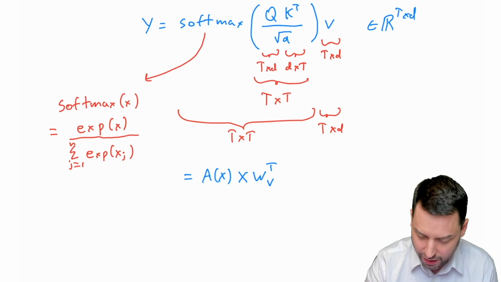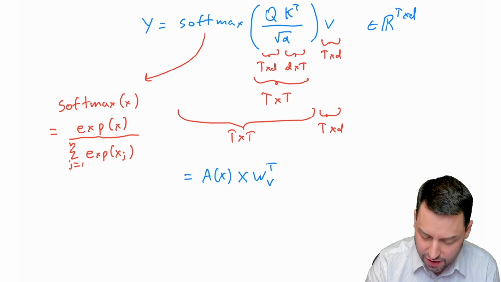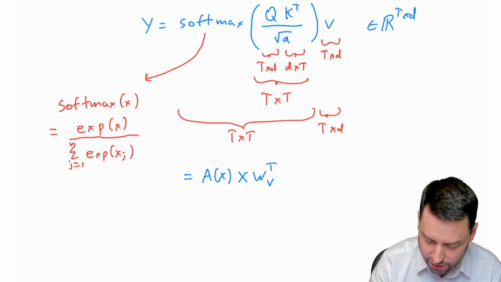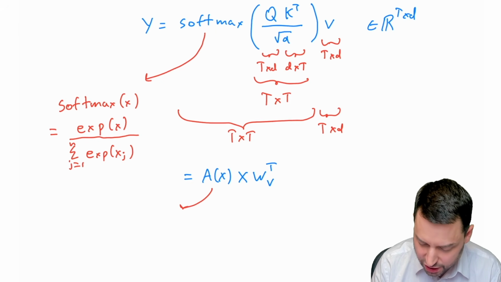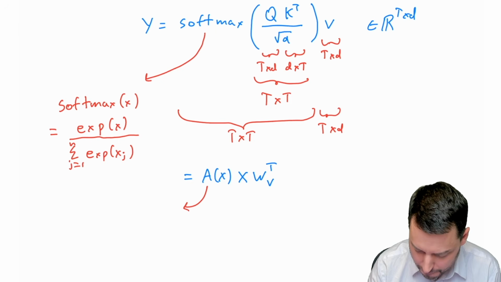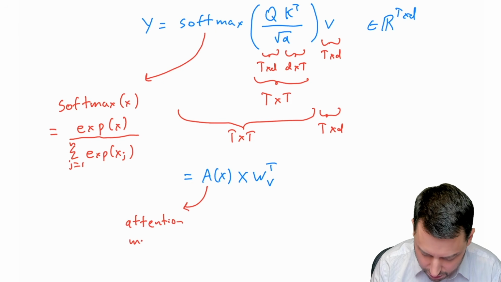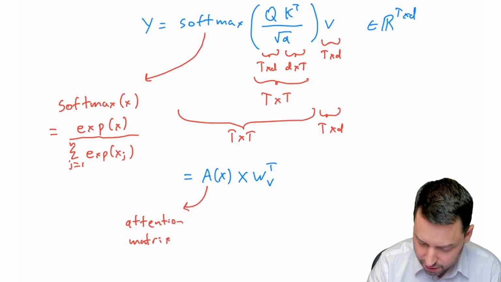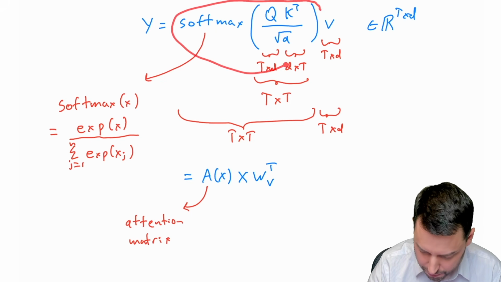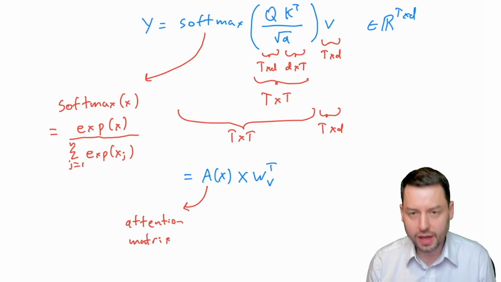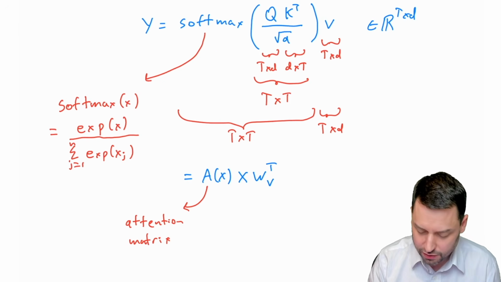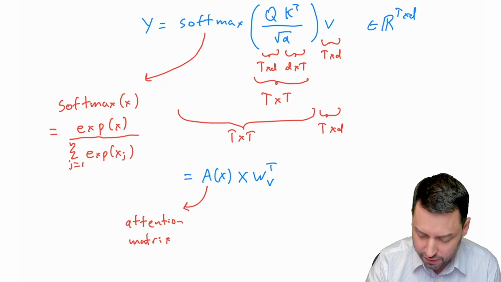This term here, which is the whole softmax, is often called, in the context of self-attention, the attention matrix. That is just this whole term here. And what this operation is doing is it is using this attention matrix to mix together the rows of X.